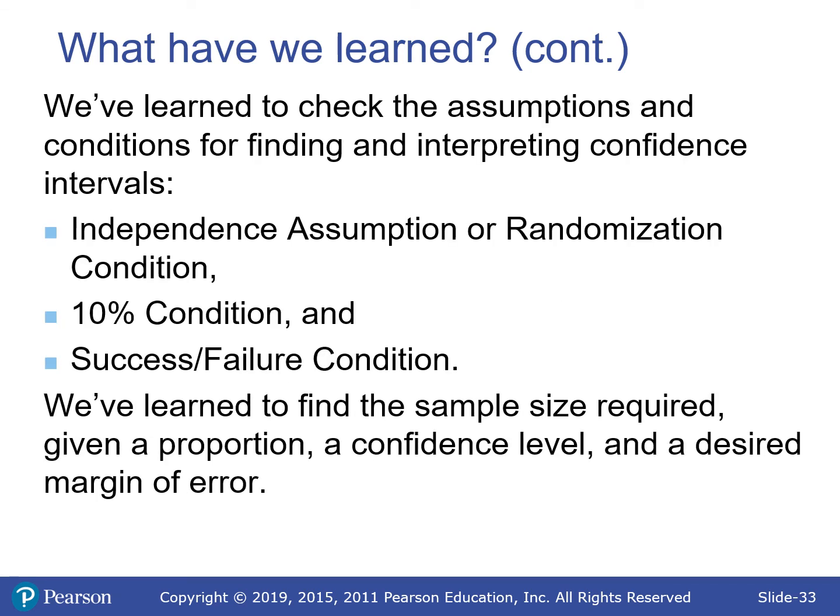We've learned to check assumptions. It needs to be the independence or randomization, the 10% condition, and the success/failure. So no more than 10% of the population. And then we need at least 10 successes and 10 failures, so that we have a sample size big enough that the central limit theorem kicks in to make sure that we have a normal population, unless it says that it's an approximately normal population. Sometimes it will, then you don't need to check that. Learn to find the sample size required to get that confidence level and desired margin of error.